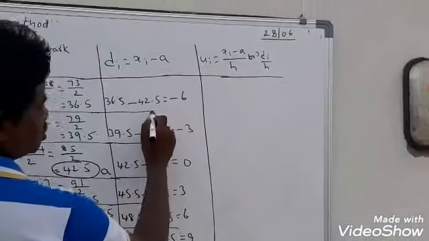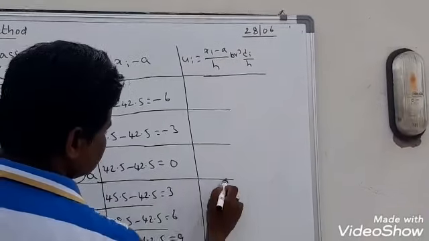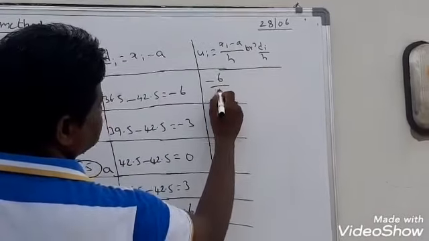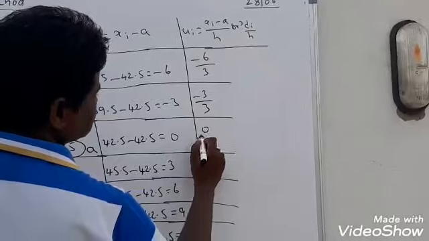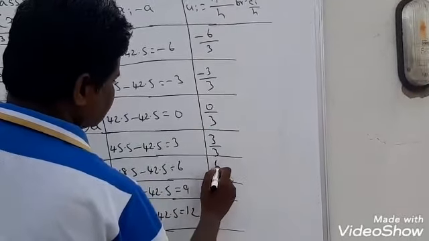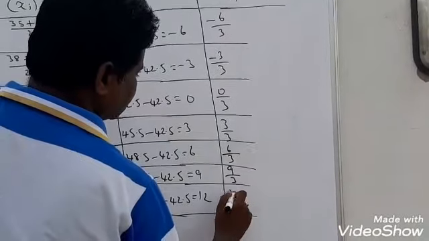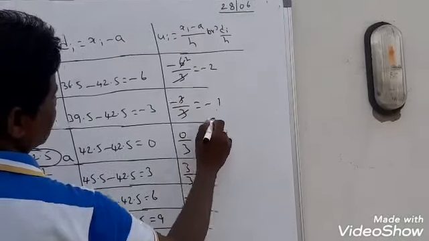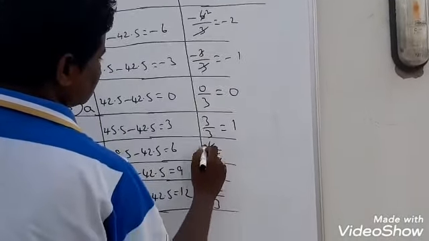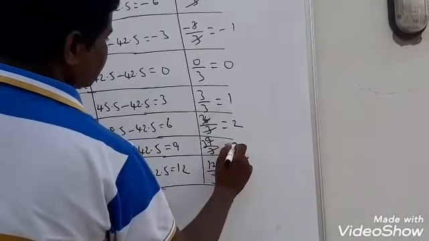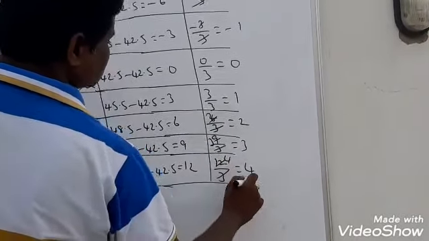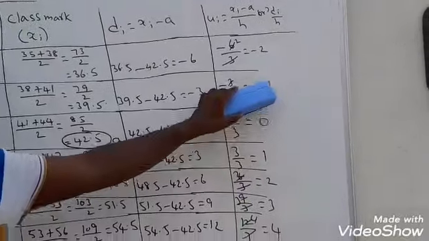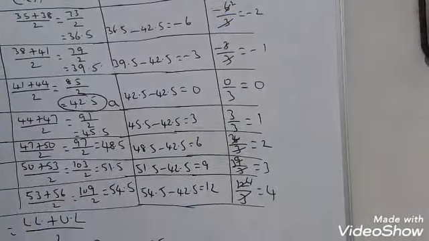After that, you have to do division with 3. That is minus 6 by 3, minus 3 by 3, 0 by 3, 3 by 3, 6 by 3, 9 by 3, 12 by 3. If you do cancellation you get minus 2, minus 1, 0, 1, 2, 3 and 4. So anywhere the ui value will come like that only: 0, upwards minus 1, minus 2, downwards 1, 2, 3, 4.